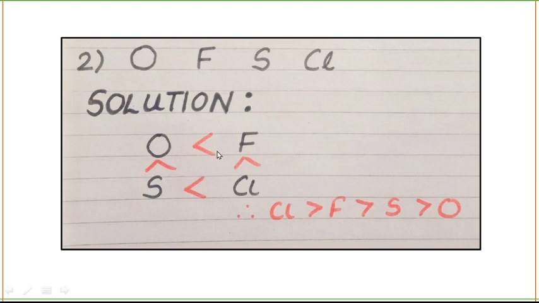Now the second order is for oxygen, fluorine, sulfur and chlorine. To solve this order, you should repeat the previous rules. First of all, you have to arrange these elements according to their place in the periodic table. Next, you have to write the electronic configuration. Then you have to put the symbols. When you compare the symbols, you will get chlorine as the maximum electron affinity, while oxygen has the least electron affinity in this particular series.